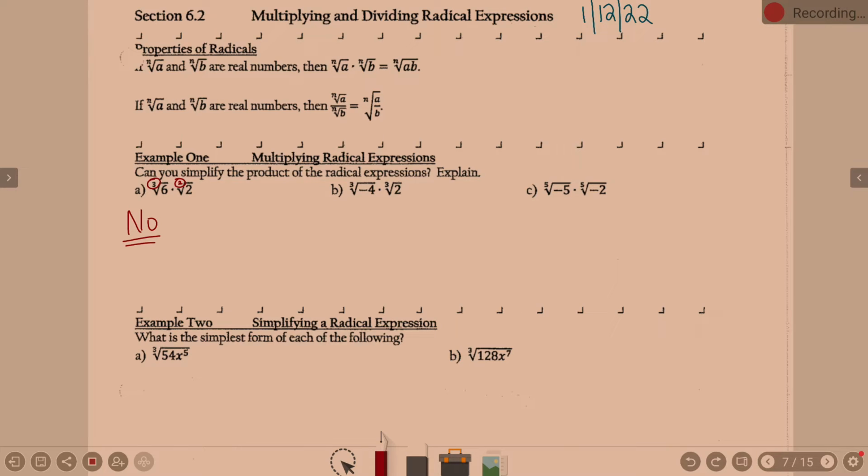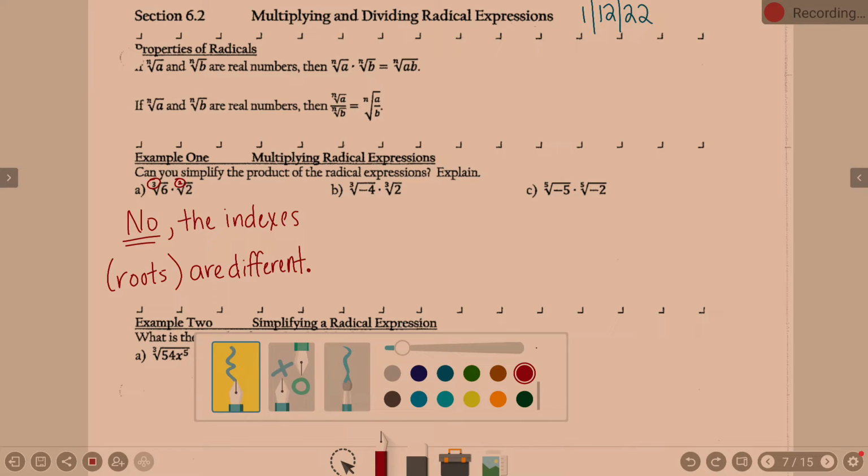It did say to explain. So I'm going to say, if I get official, I'm going to use the word the indexes. If you would rather say the roots, indexes, roots, however you want to say it, but they are different. And that's my explanation for A. Had nothing to do with the 6 and 2. It was all about that 3 and that 2.